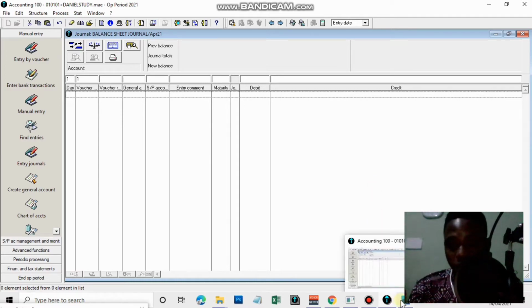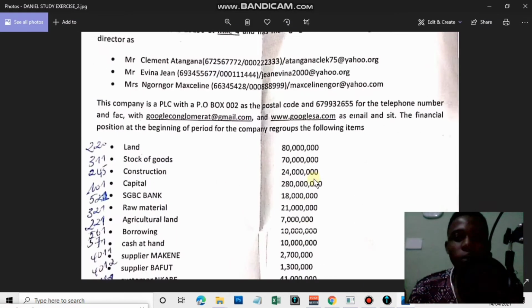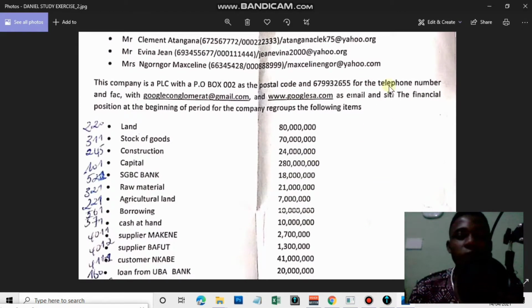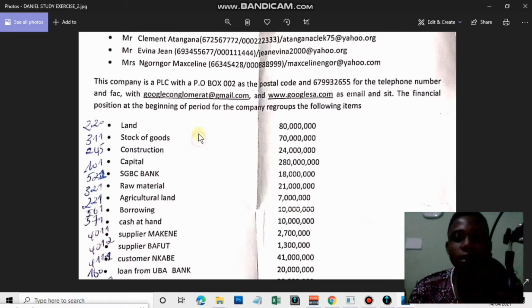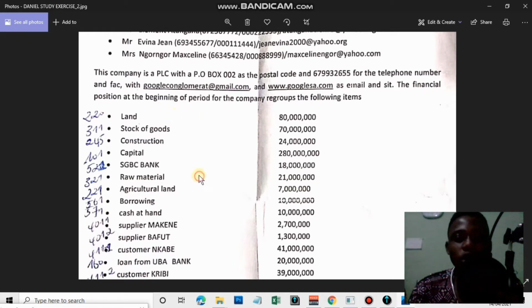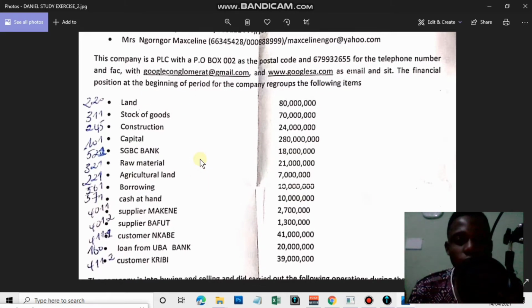So let's get back to our question. They say the financial position at the beginning of the period. Here we're looking at the balance sheet, and the financial position is actually the balance sheet itself. So we're going to record everything that falls under the balance sheet, from land to the last one, customer query. All of them fall under the financial position at the beginning of the period, that means at the level of the balance sheet. So we're going to record all of them.